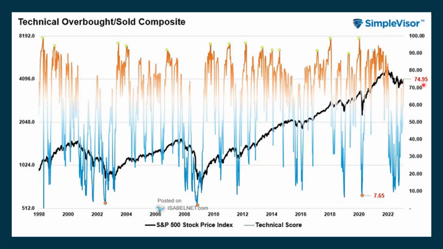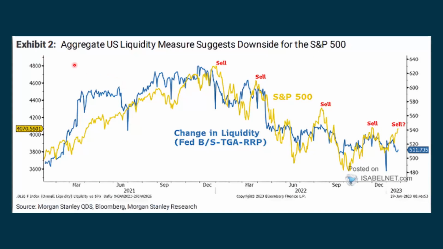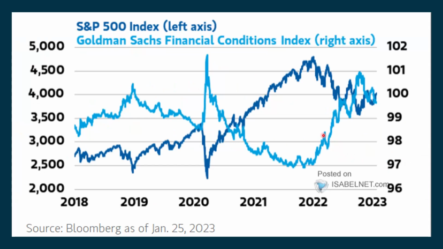And that kind of goes hand in hand with some of the other charts that we're looking at, and that we're at a short-term and intermediate-term overbought condition. This chart is a little difficult to figure out. It's the aggregate U.S. liquidity measure, and that suggests that there's downside for the S&P. They're generating a sell signal over here, which is the yellow line, as the S&P has been coming back up.